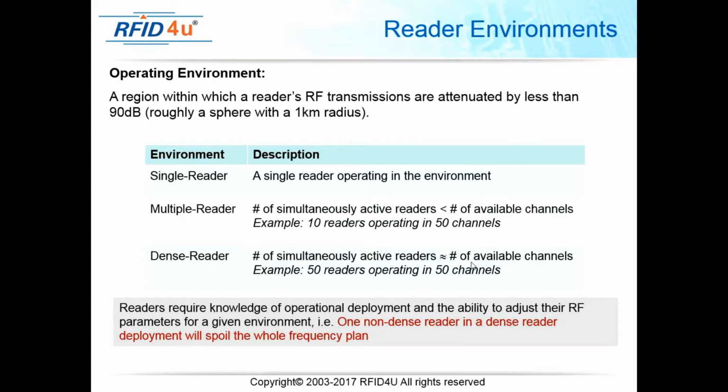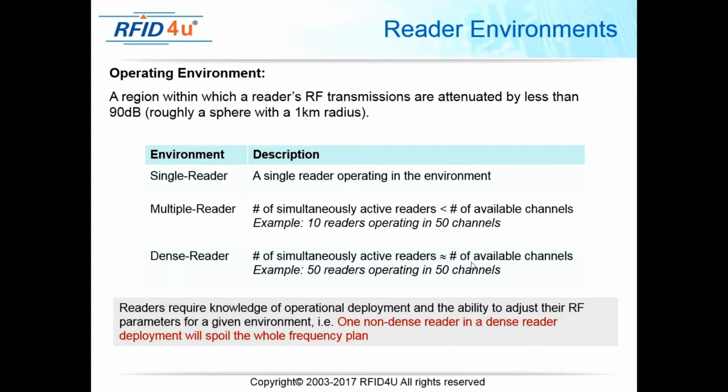Okay, now the next concept we want to talk about is what's called dense reader mode. Once again, we're still talking about protocols, the protocol for UHF, ultra high frequency, 860 to 960 megahertz. A dense reader mode, by definition, is when you have more readers in a 1 kilometer area than you have channels available. In the United States, we have 50 channels. If we only have 1 reader, that's no problem because it'll always find a channel. If we have multiple readers, but fewer than 50, there will always be a channel available, and through channel hopping it will be able to find a channel on which to communicate.